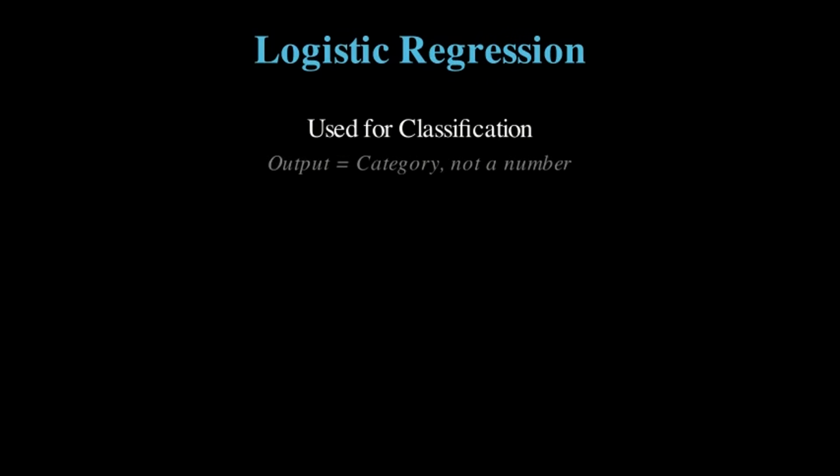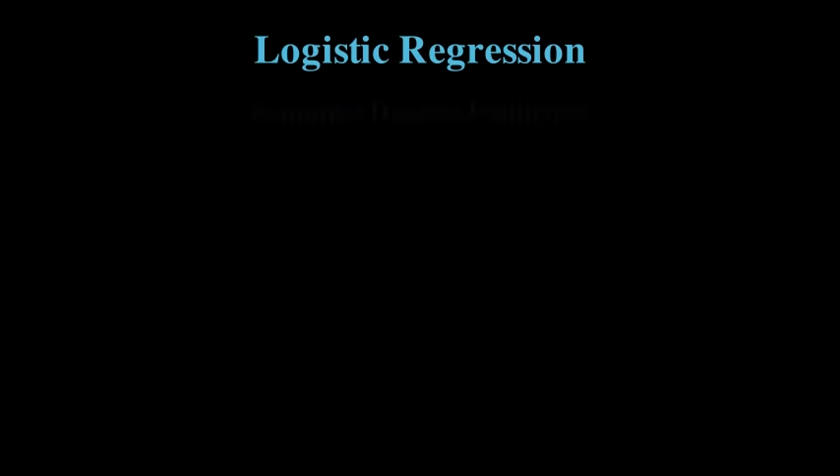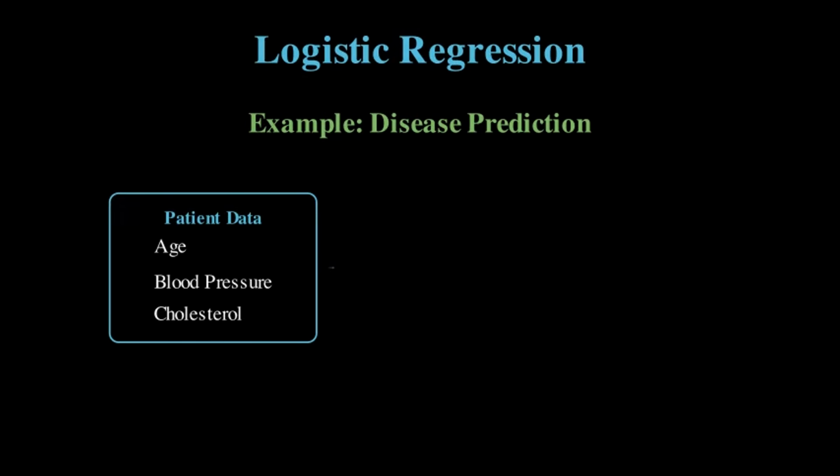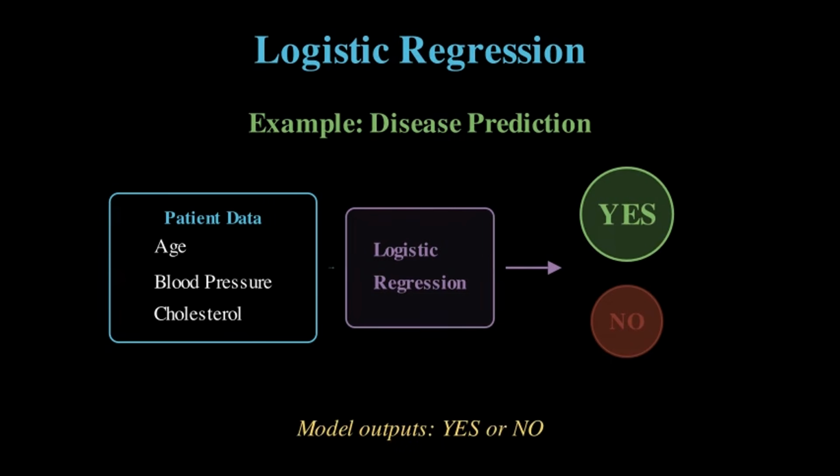Next up is logistic regression, and despite the name, it's not actually used to predict continuous values like linear regression. Instead, it's used for classification, meaning the output is a category, not a number. The most common case is binary classification, where the answer is one of two things: yes or no, true or false, 0 or 1. For example, we might want to predict whether a patient has a disease or not, based on their age, blood pressure, and cholesterol levels. The model simply outputs a yes or a no.